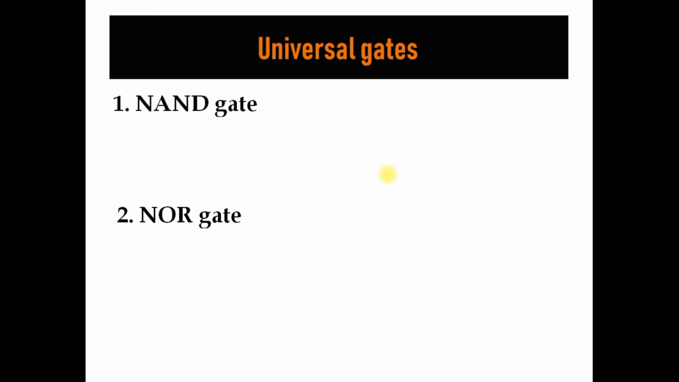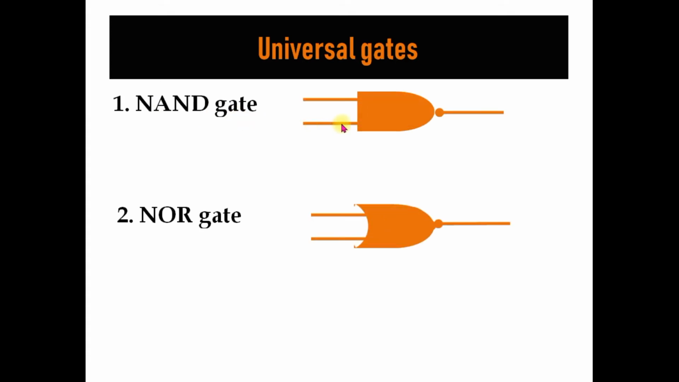Now we see the universal gates. Number 1 is NAND gate and another one is NOR gate. NAND gate is NOT AND gate, and the circuit symbol for that is an AND gate with a NOT symbol. This bubble at the tip is the symbol for the NAND gate. And here we have an OR gate with a bubble, that is the symbol for NOR gate.